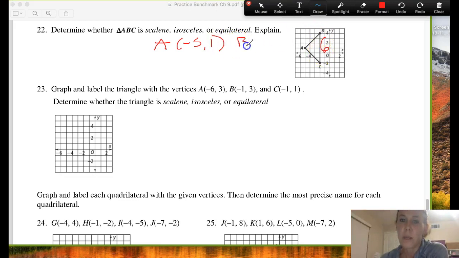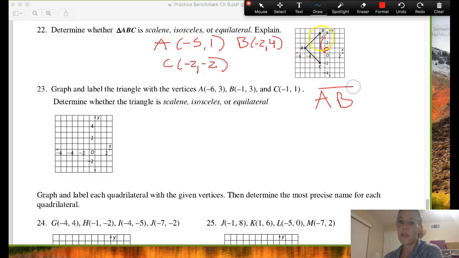So point B is (-2, 4). And then let's check, point C is going to be (-2, -2). All right, so I need to check between AB and see if AB is congruent to AC, and if that's congruent to BC. I know BC is 6, so let's check AB.